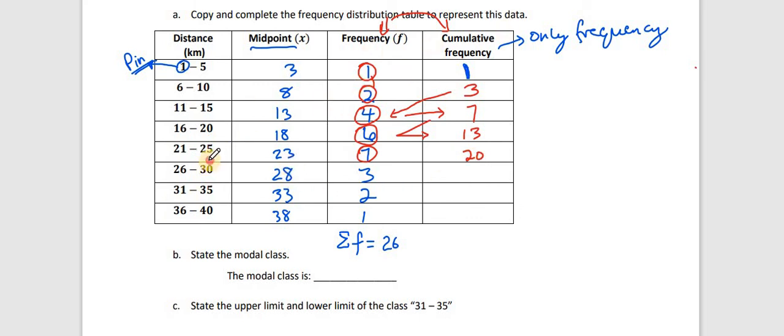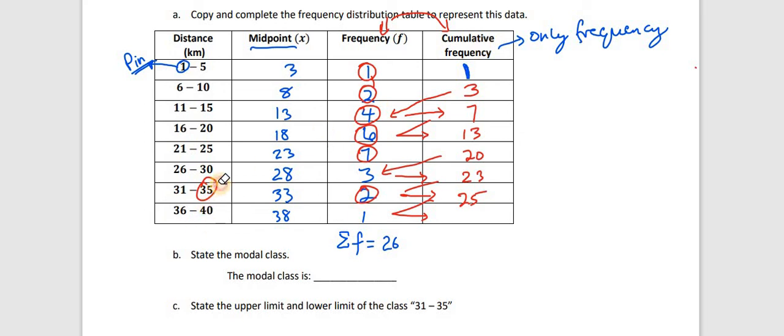From 1 to 30, how many persons do we have? We add to 20, 3, and that will give us 23. And the next one, how much should we have in the next one? 25. We end up at 26. Very good. 26, like the number of students. And that will give us 26.